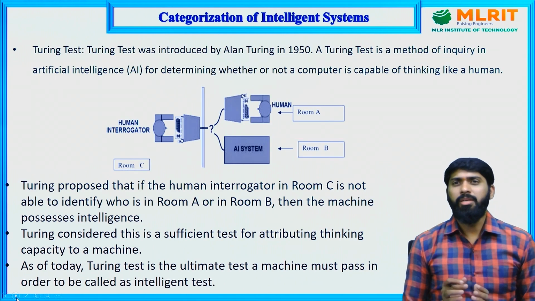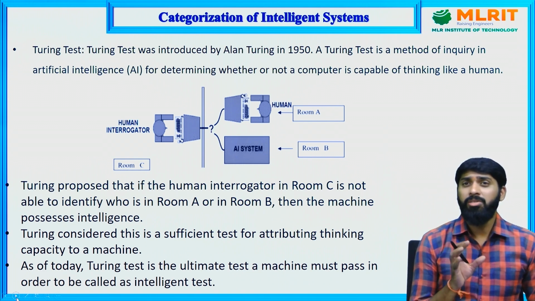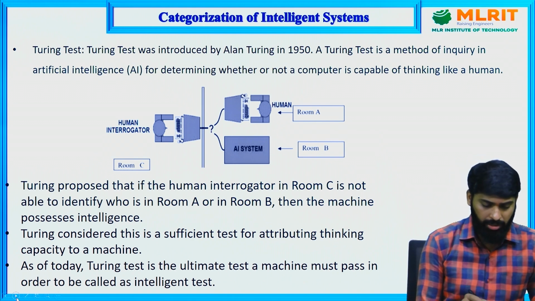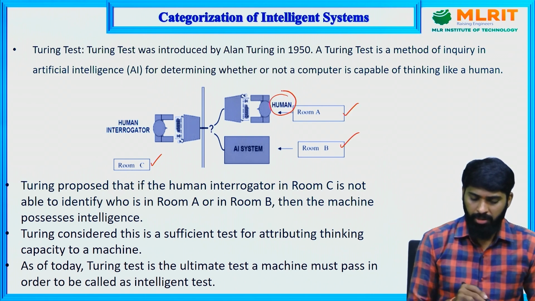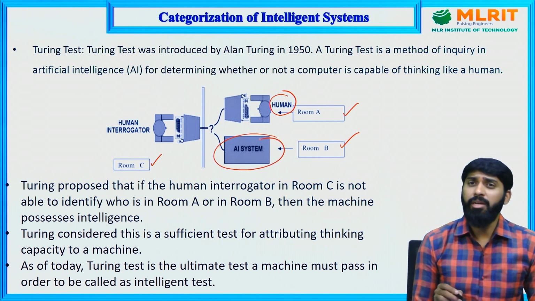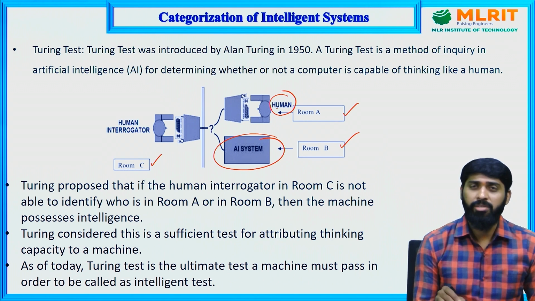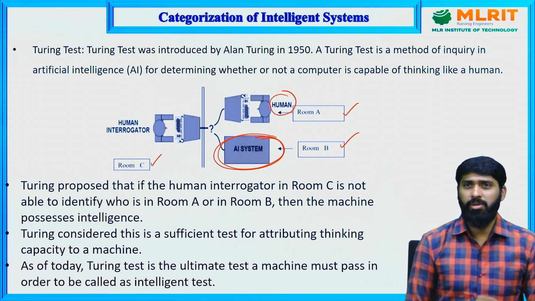So now we see the Turing test, which we discussed in our previous slide. The Turing test means that the system acts like a human. Consider there is an interrogator in room C, and this is room A and room B. In room A, there is a human. In room B, there is an AI system. Now, if this AI system acts like a human, then we say that this AI system has passed the Turing test.